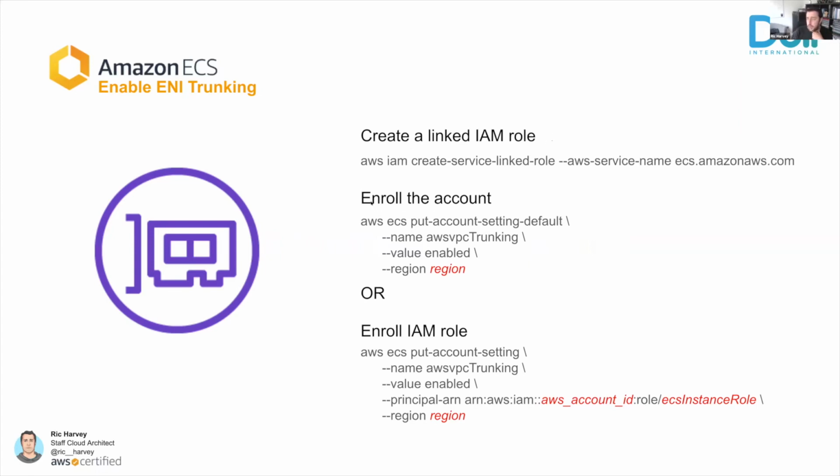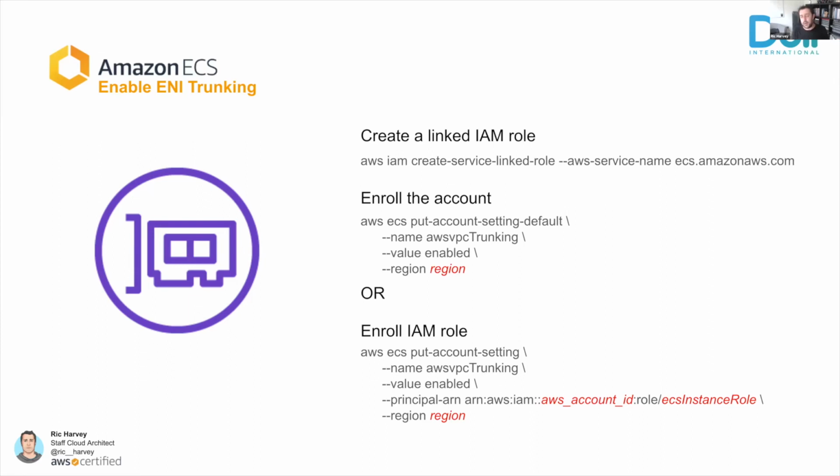And then you can either enroll the entire account, which is what I'm going to do in my demo, or you can actually enroll a single IAM role so that when you assume that role to deploy an instance, you can spin up instances with ENI trunking on and you can run some without. Now, some people are probably thinking, why don't I just run this as default all the time? Why would you ever turn it off?